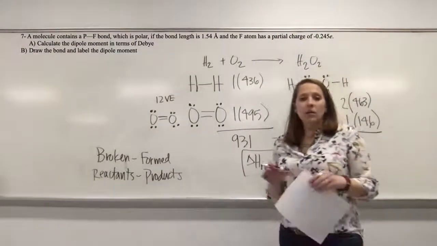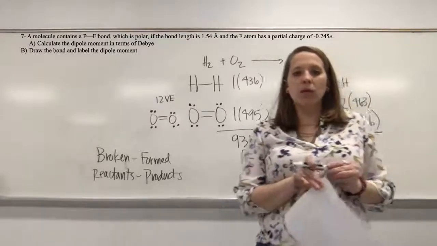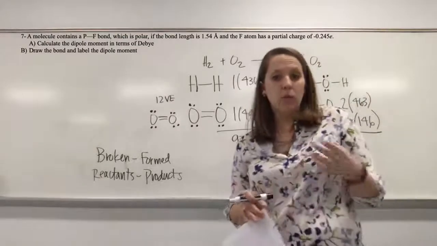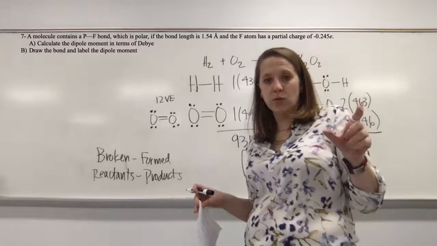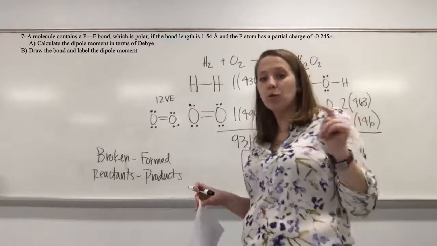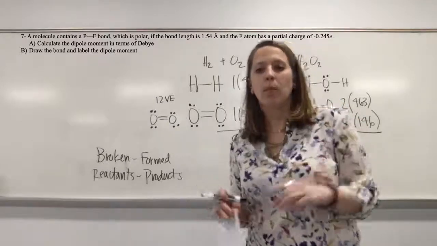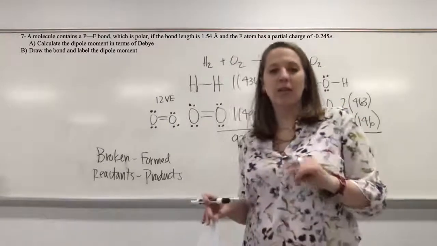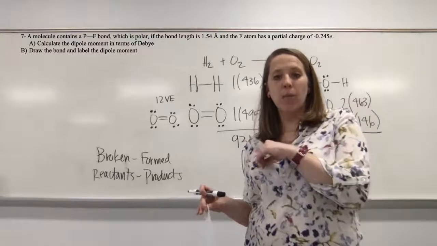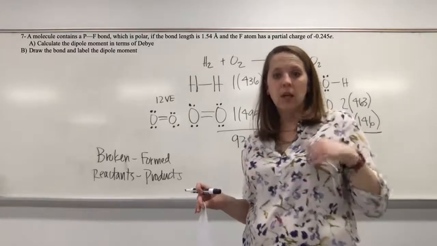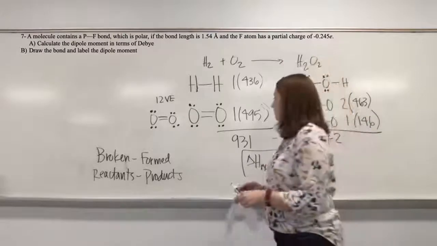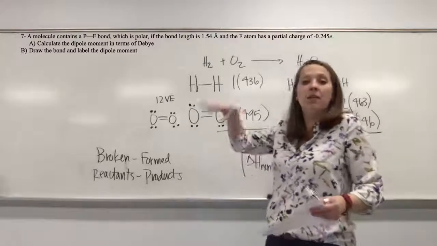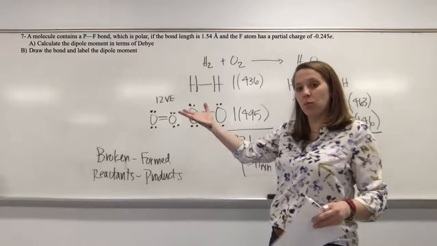So our next question says, a molecule contains a PF bond, which is polar. If the bond length is 1.54 angstroms and the F atom has a partial charge of negative 0.245 electrons, what is the dipole moment in terms of Debye? And draw the bond and label the dipole moment. So this is another type of mathematical equation we could do.